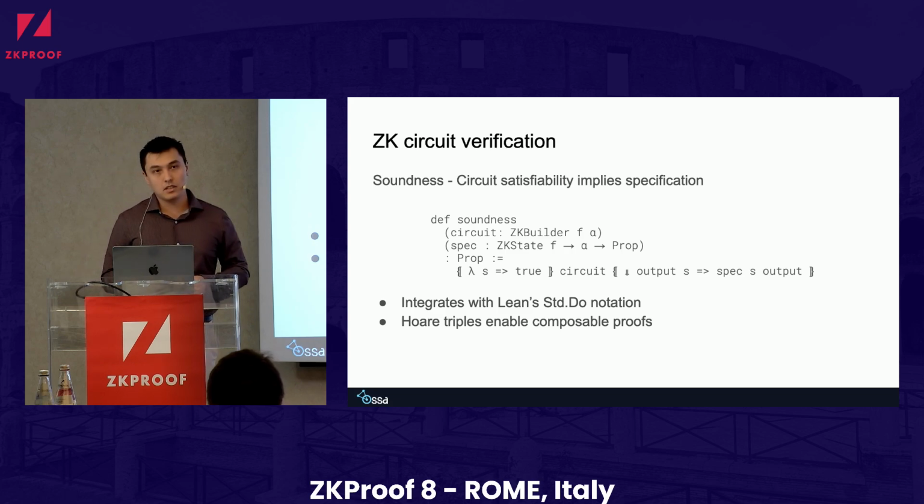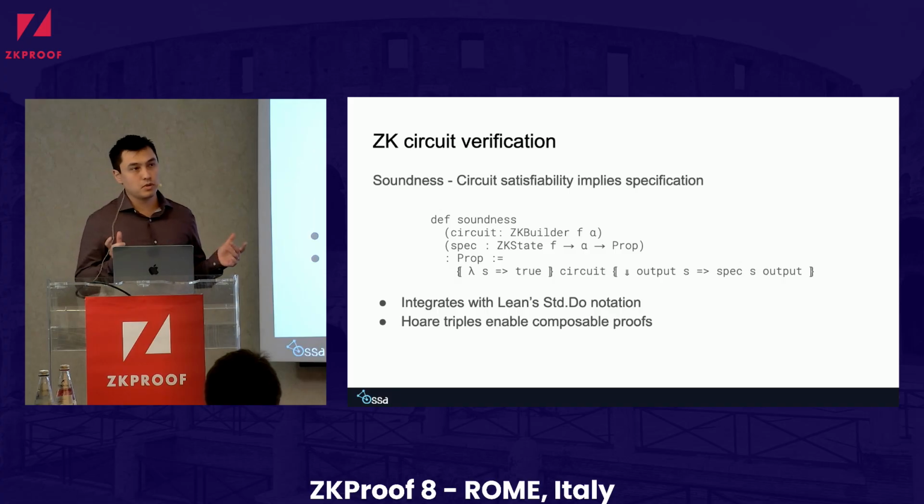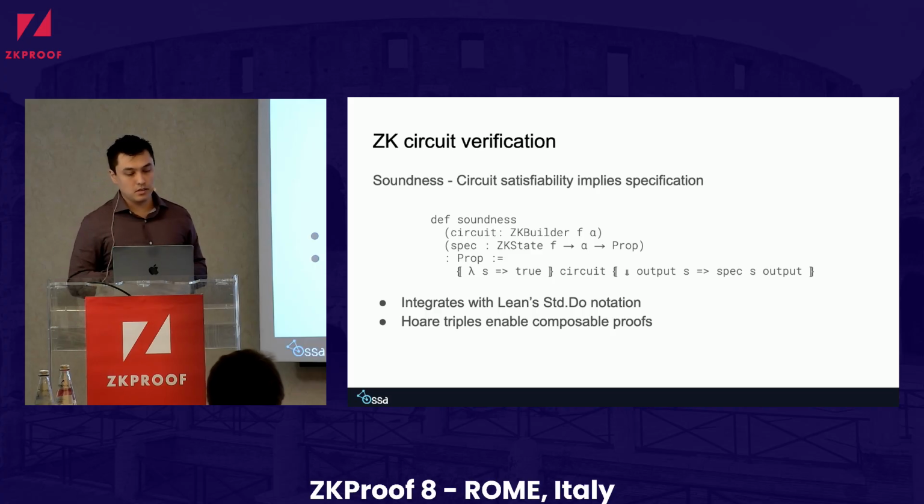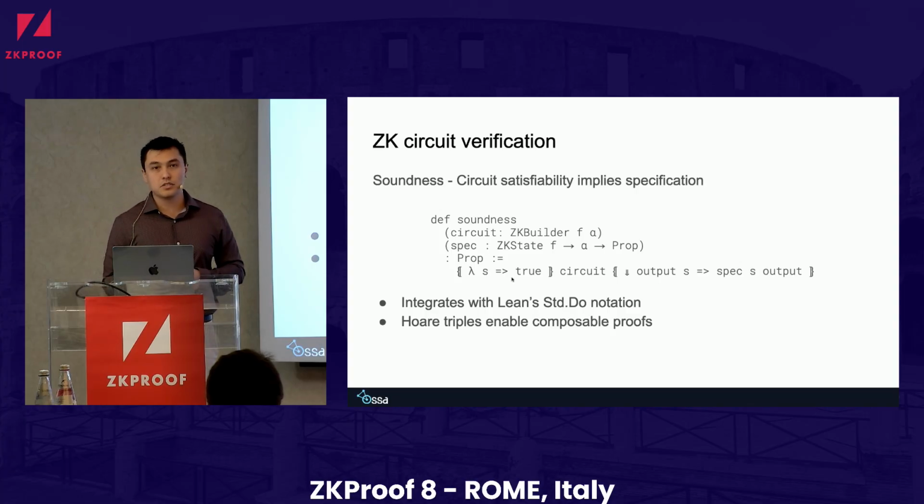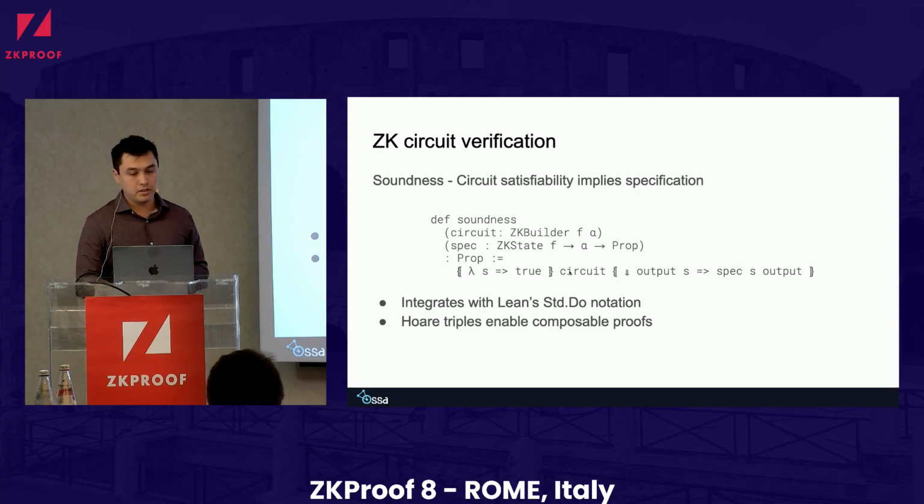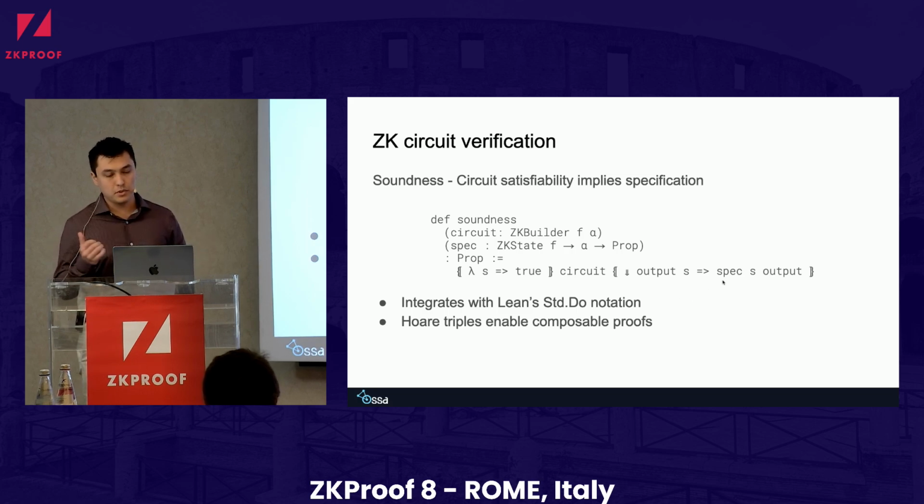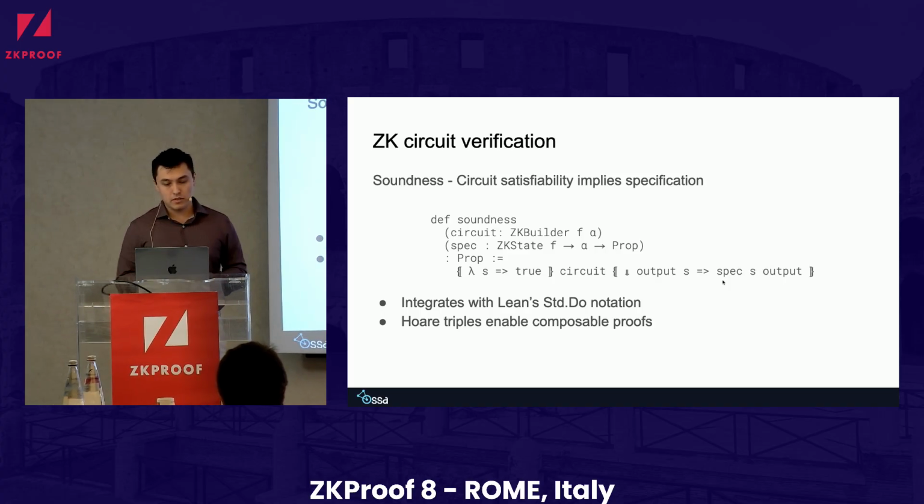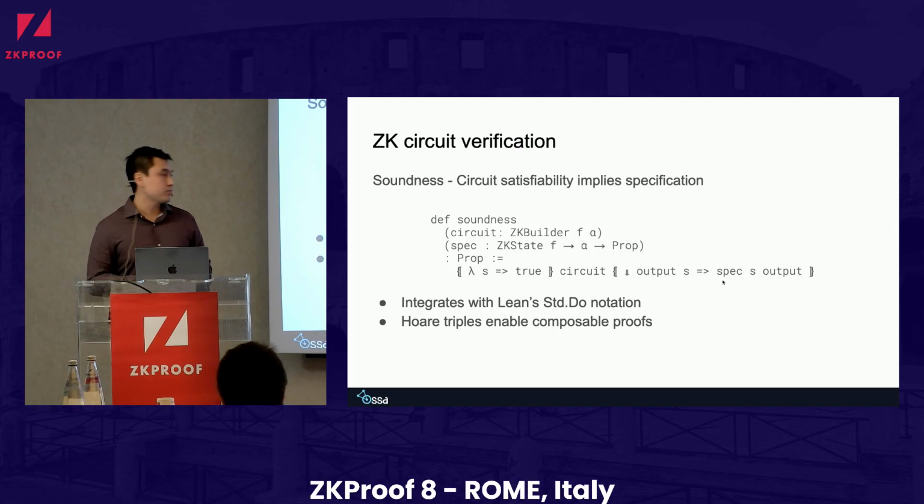But here we're using Lean's standard do notation. So this allows you to write composable proofs using this do notation. And this is in a Hoare triple style. So the way that this works is, let's say on the first brackets, these are all the preconditions that are given to the circuit. Now we have your monadic circuit evaluation. And then here you have some specification on the output, so you can make sure that certain conditions hold over your circuit.